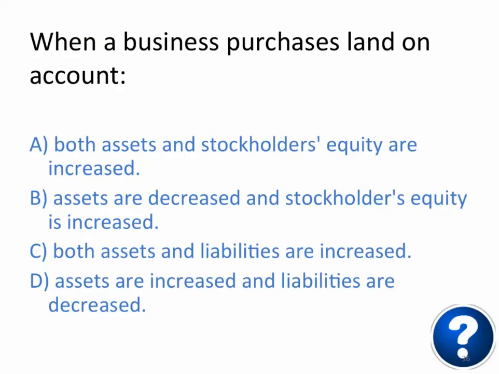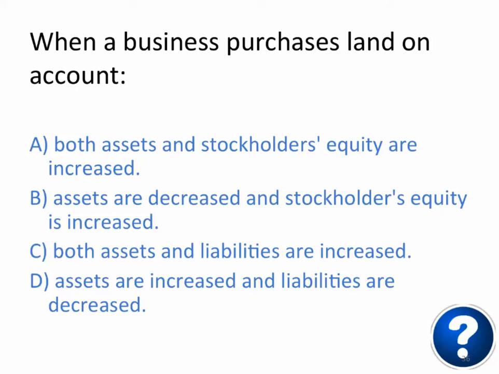Okay, so when a business purchases land on account, ooh, on account, is that going to be accounts payable or accounts receivable? Accounts payable, excellent. So we already have determined that we have accounts payable. What type of account is accounts payable? Liability, yes. Okay, so we've already determined that. We haven't even looked at the answers. We purchased land on account. On account, it's accounts payable because it's a liability.